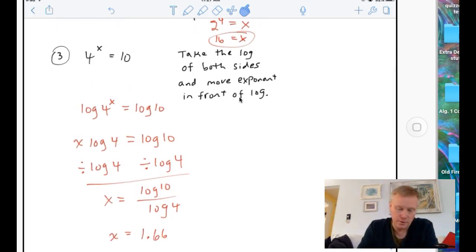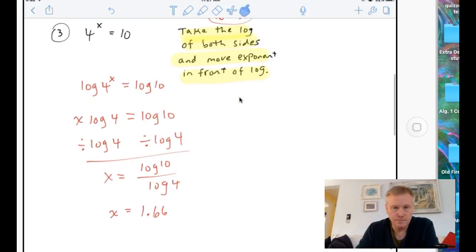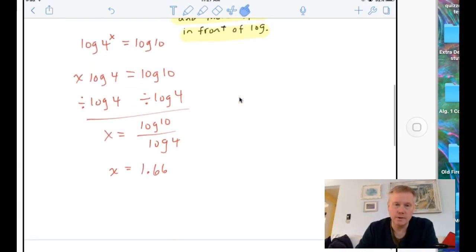You can see here are my directions written over here: take the log of both sides, move the exponent in front of the log, and then solve would be the second part of the directions. We're going to do more of those today as well.